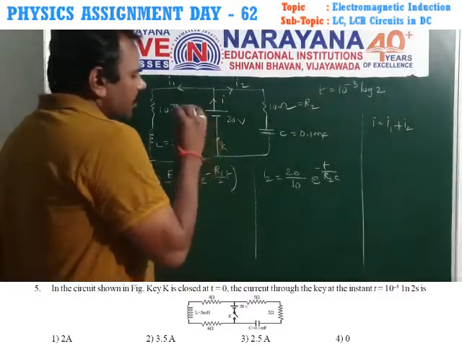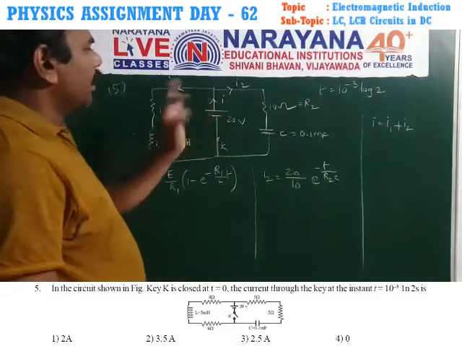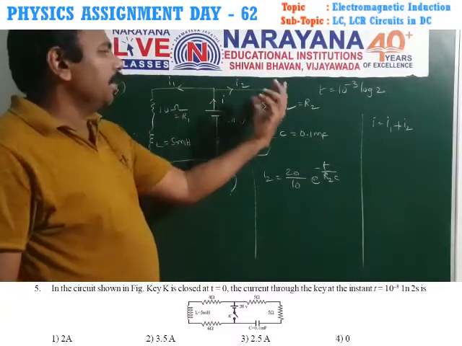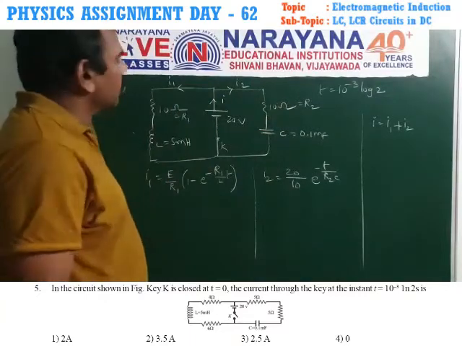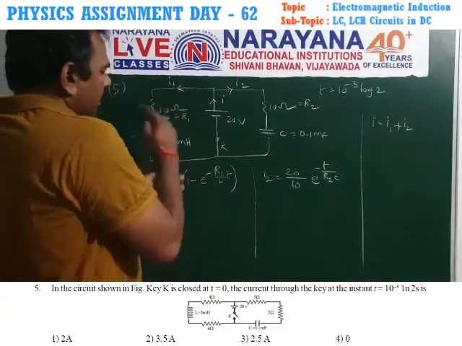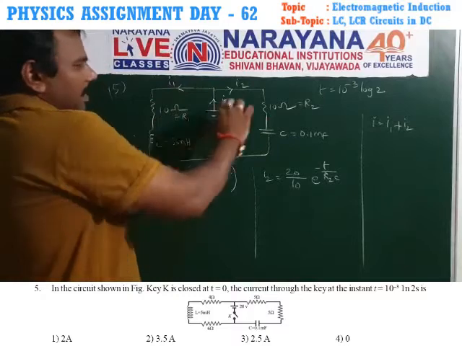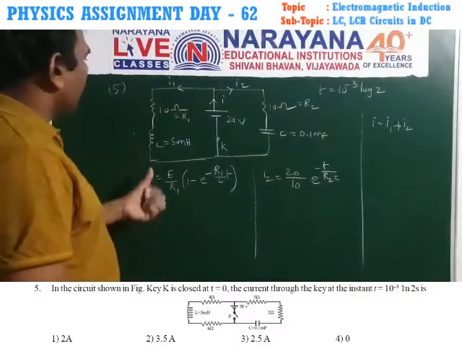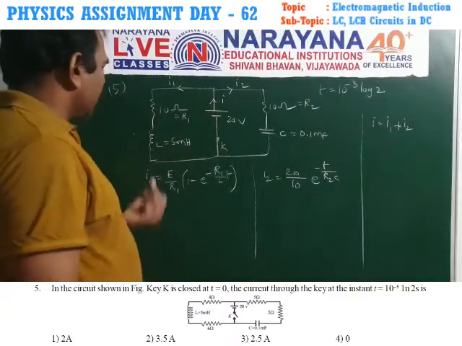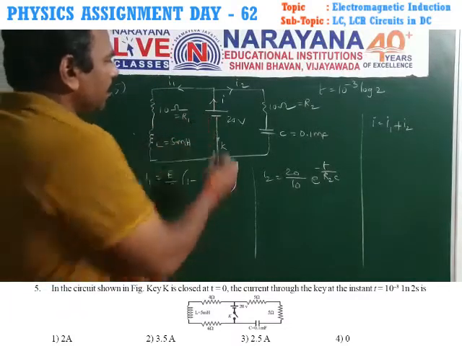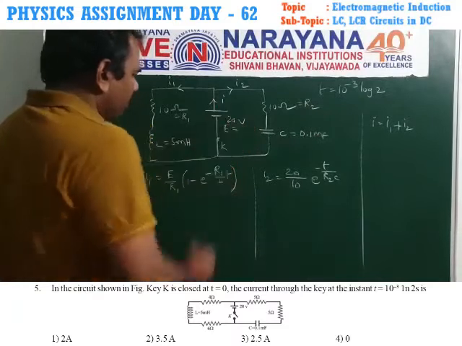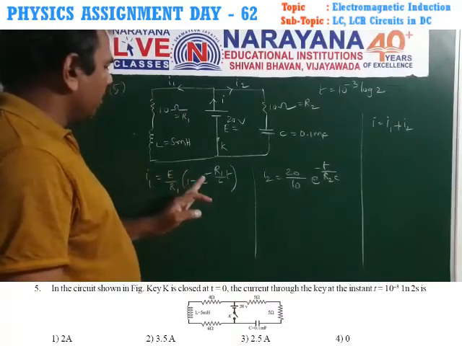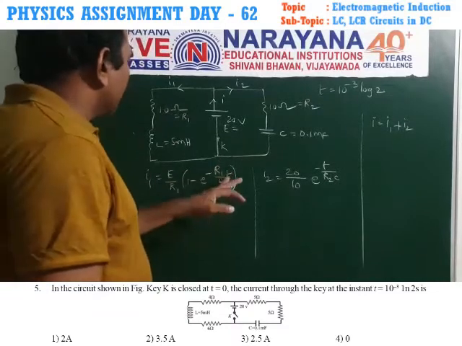When the switch is closed immediately, the current sent by the 20 volt battery will be divided into I1 and I2, two different values. So we have to consider the current flowing in the first branch and the second branch separately, independently. So the current in the first branch, I1, is equal to the EMF E, which is 20 volts, by the resistance R1, so I0 into 1 minus e power minus R1 t by L.